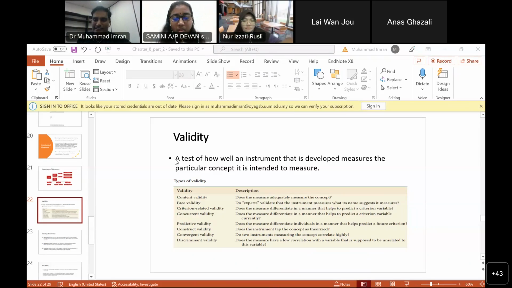Validity and reliability. This is the main concept. Same goes with our questionnaire.